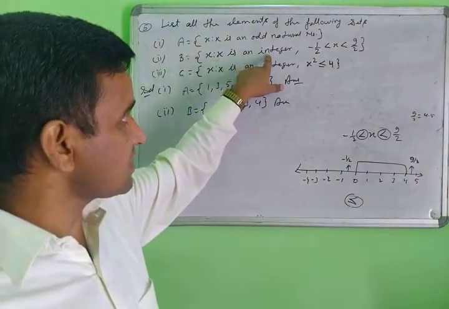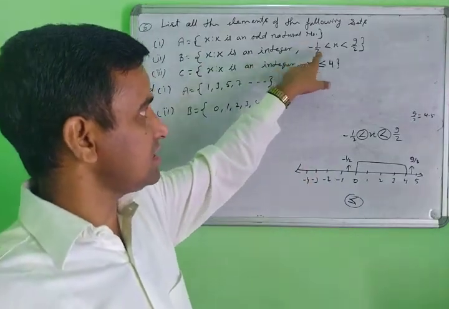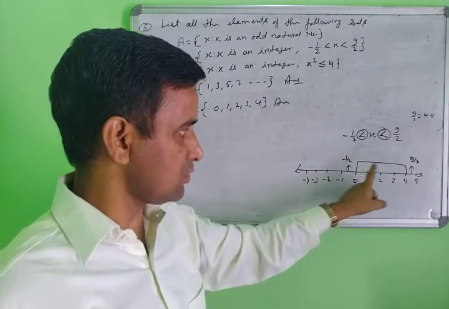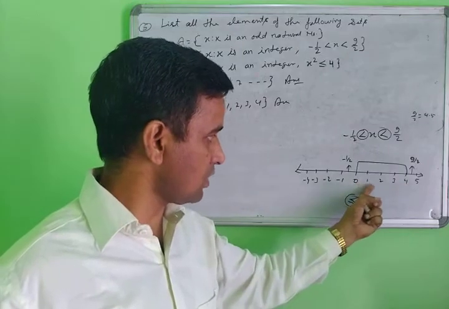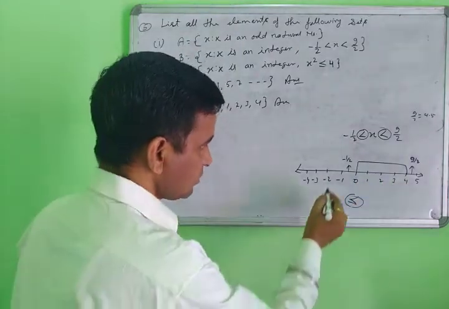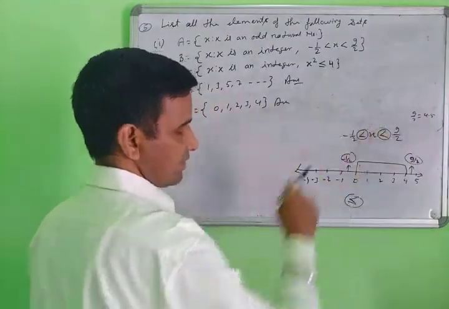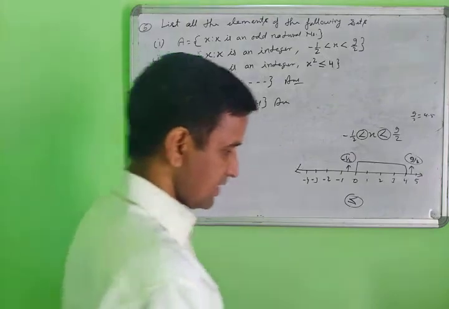This is the integer number line. This is the position of -1/2, and this is the position of 9/2. Between them are all the integers 0, 1, 2, 3, 4. These end values will not be used, because they are open intervals. Clear? Next. This is a very simple thing.